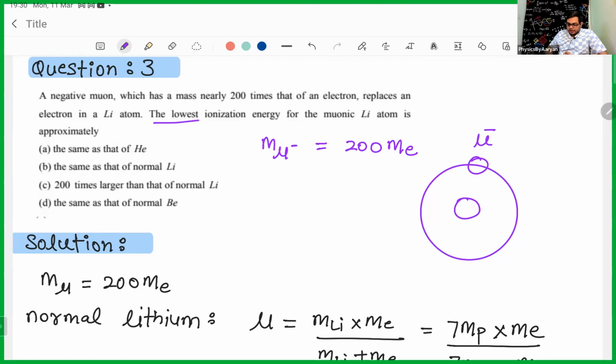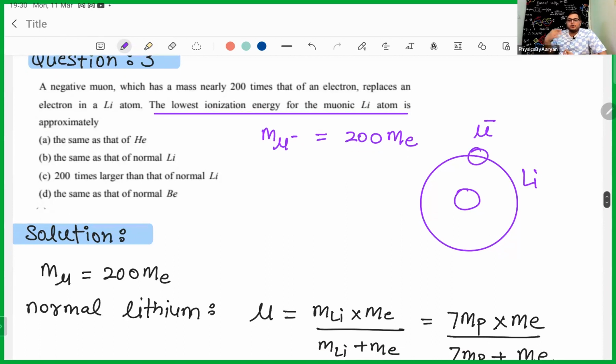Now they are saying the lowest ionization energy for the muonic lithium atom. So this new lithium atom, which they call muonic lithium atom, what will its ionization energy be? So which concept will be applied? Sir, is the answer C? Yes, it is C. But which concept will be applied, everyone? Like you said, energy is directly proportional to mass, so I simply multiplied by 200 and somehow got the answer. That can lead to many problems, you have to check that. Reduced mass, right? Because I'm changing something in an atom. So the reduced mass concept will be used.